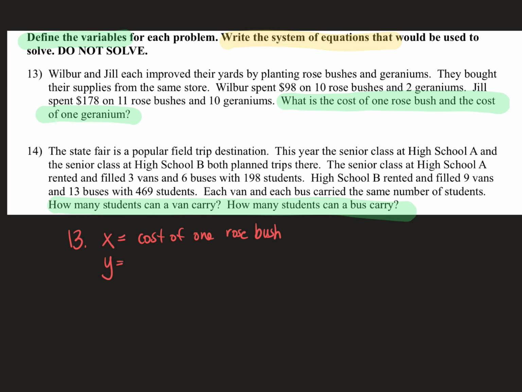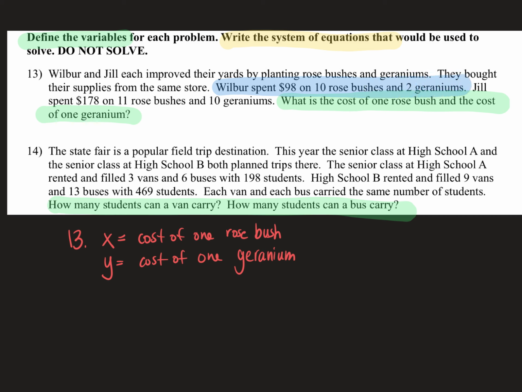And I think I finished number 13 before I move on to number 14. So the next thing I do after I write y is the cost of 1 geranium is highlight in 2 different colors 2 sentences for number 13, because those are my 2 equations. So you'll see Wilbur spent $98 on 10 rose bushes and 2 geraniums. I'll highlight that sentence one color. And then I'll highlight Jill spent $178 on 11 rose bushes and 10 geraniums, another color.